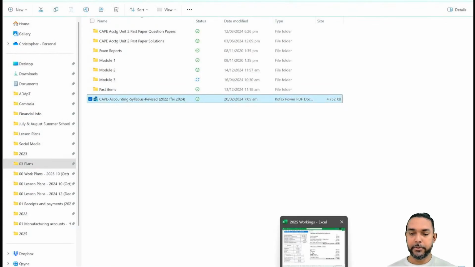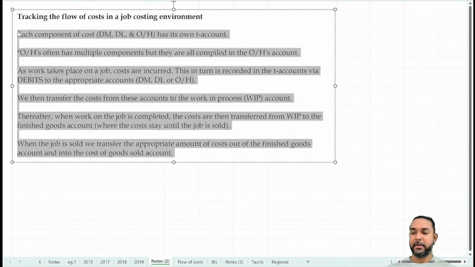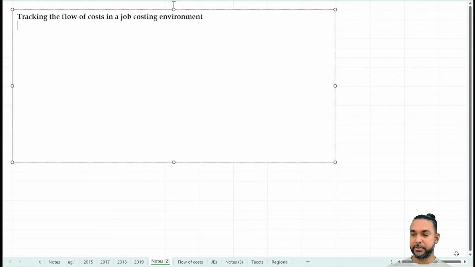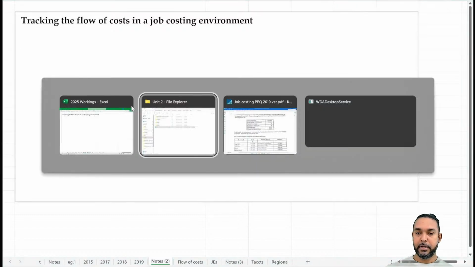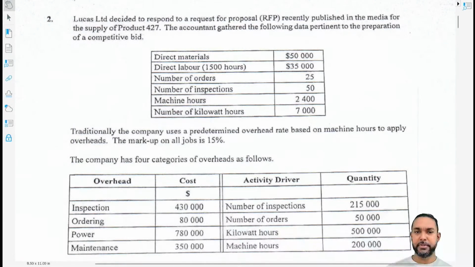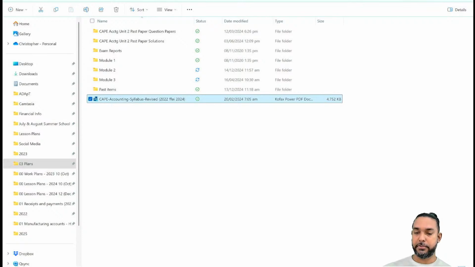All right, cool. So notes 2. I don't like static notes just being presented and talked through. Occasionally I might do that, but not for the majority of what I'm doing here, right? Okay. So the flow of costs in a job costing environment. Again, that's what the syllabus was talking about: the flow of costs, including journal entries. So what do we mean by the flow of costs?